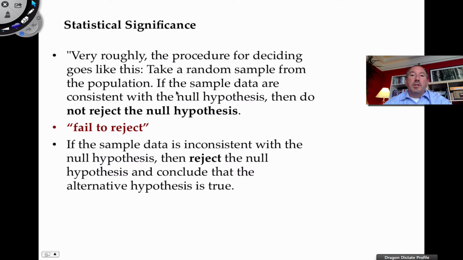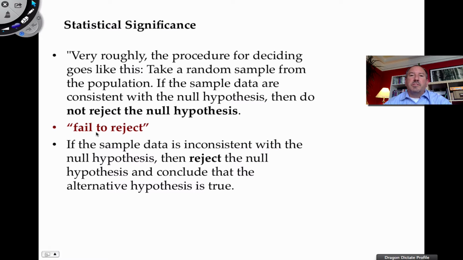So when you're looking at statistical significance, very roughly, the procedure for deciding goes something like this. You take a random sample from the population, okay? So the sample size, and the data sample is either consistent with the null hypothesis, and if it's consistent with the null hypothesis, then we do not reject the null hypothesis if there's consistency between the observed and the expected.